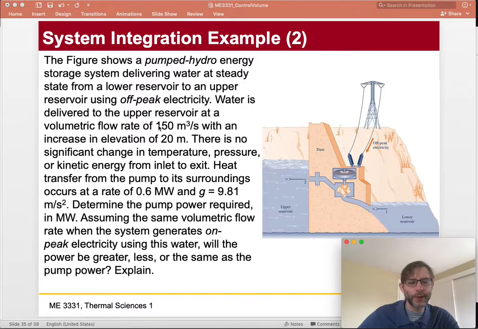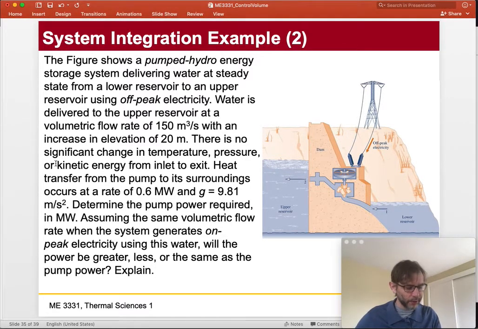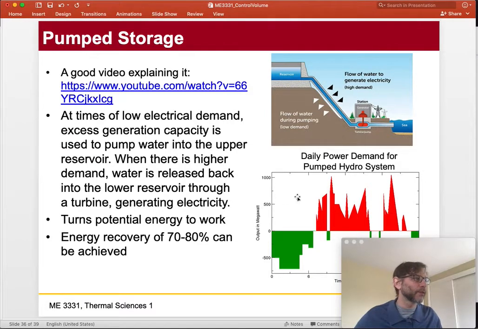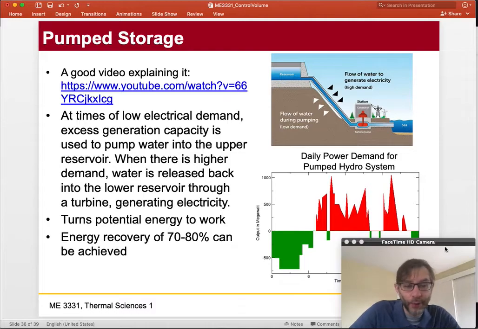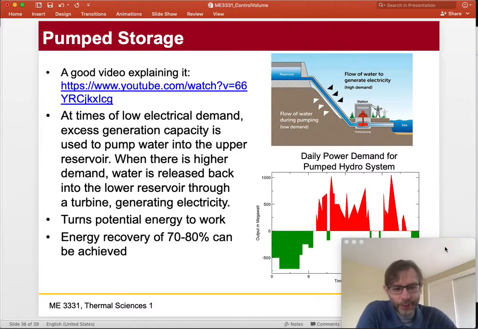Now, pumped hydro, you might ask, what is this all about? You don't really know what that is. Let me just show you. I have a slide that I will put in the notes in the slides. I haven't updated this one, but there's a really good video that I found on YouTube, and that video is found here. I'm not going to show it to you here because you can always just click it and go find it, but I recommend watching it.